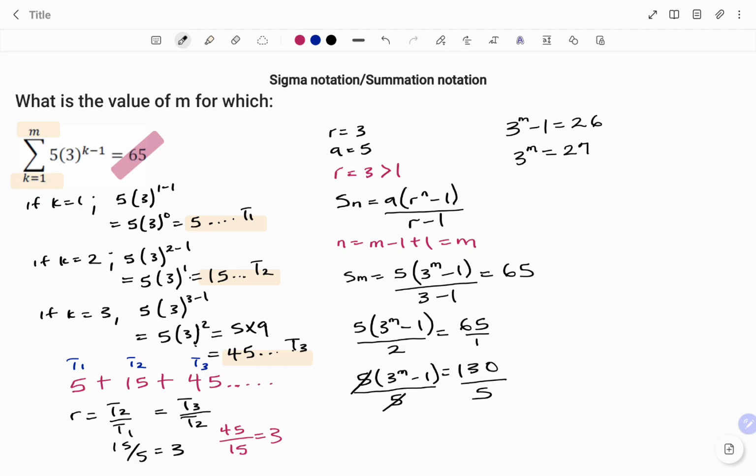I need to put them in the same base. That will be 3 to the power of m equals 3 to the power of 3. And because the bases are the same, the powers will be the same. So therefore, my m equals 3.